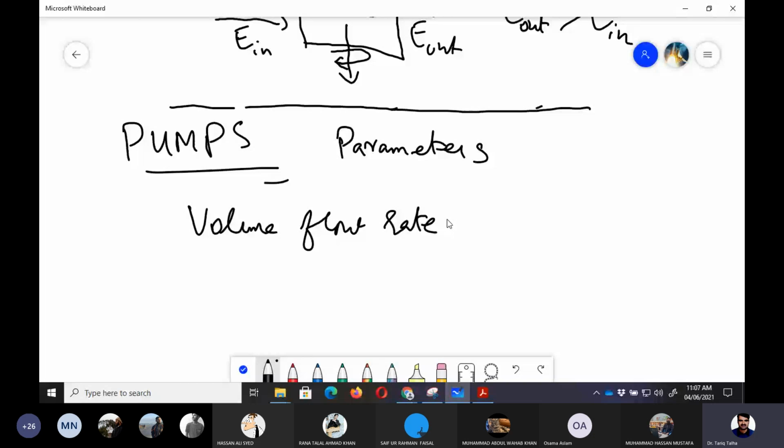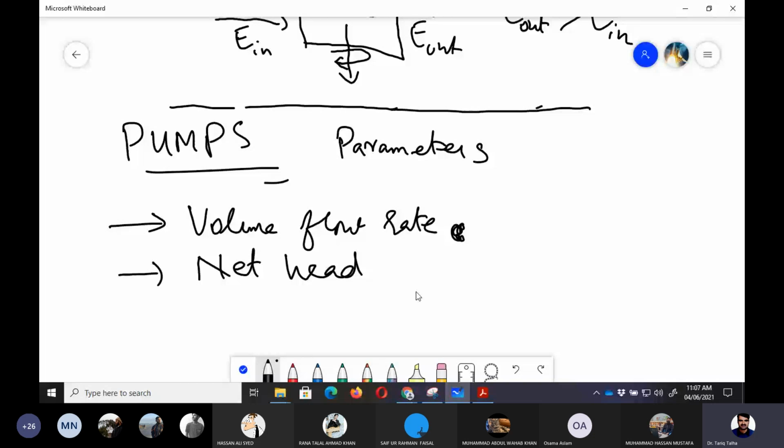It means how much volume flow rate is going to be achieved by the operation of that pump, right? And then there is another thing which we are interested in, that is net head. How much pressure head is produced at the pump. So how can we calculate that pressure head?